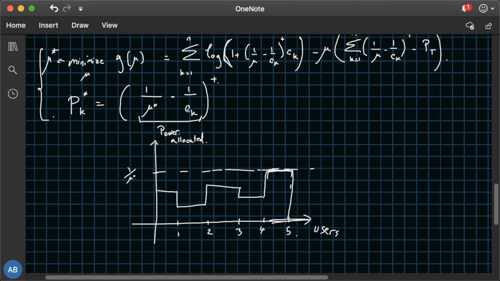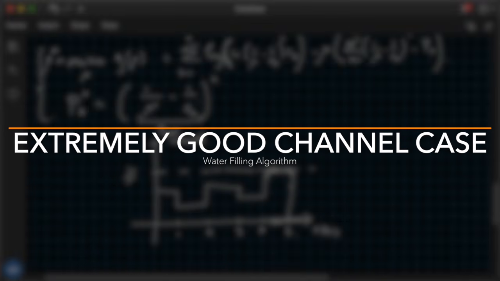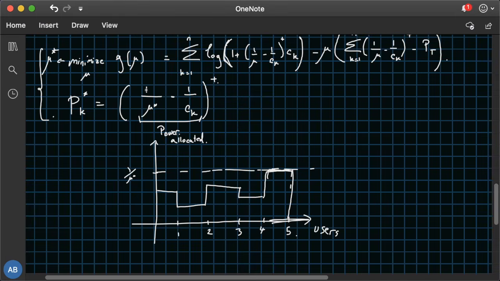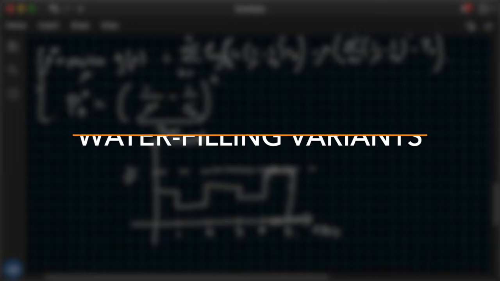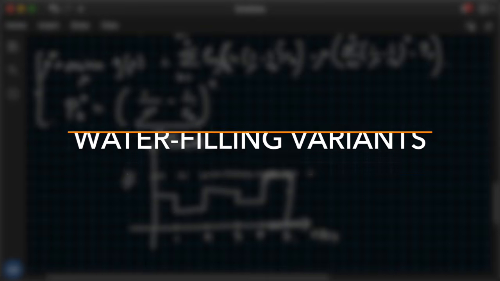that is bad. On the other hand, if ck is infinity, so 1 over infinity is 0, right? You will allocate maximum power, that is 1 over mu star. So you cannot allocate more than 1 over mu star. We already said that. So those are the two extreme cases. You either don't allocate anything, 0 power, when the channel is bad, and when it's extremely good, you just give it maximum power. So yeah, this is the water filling algorithm. This is how it works.